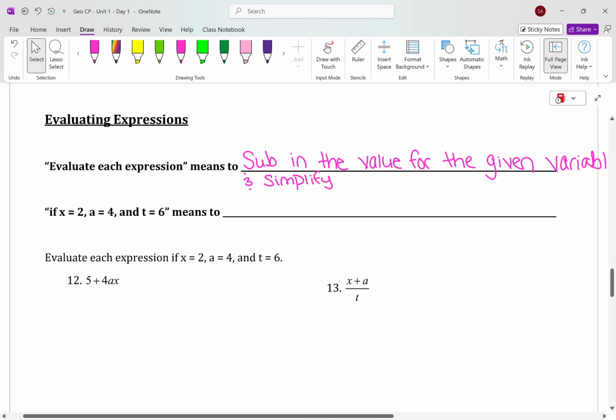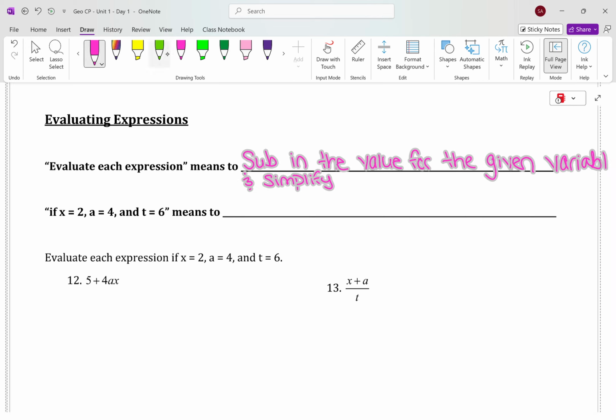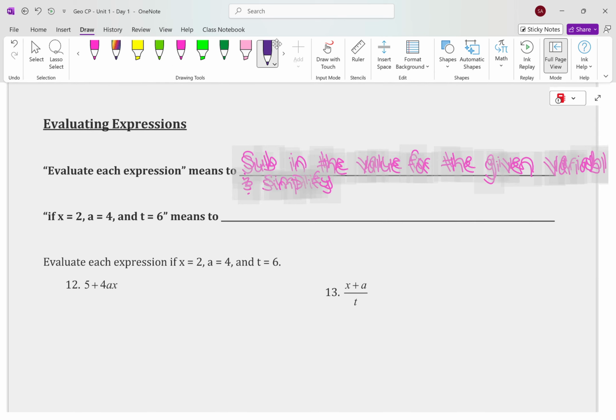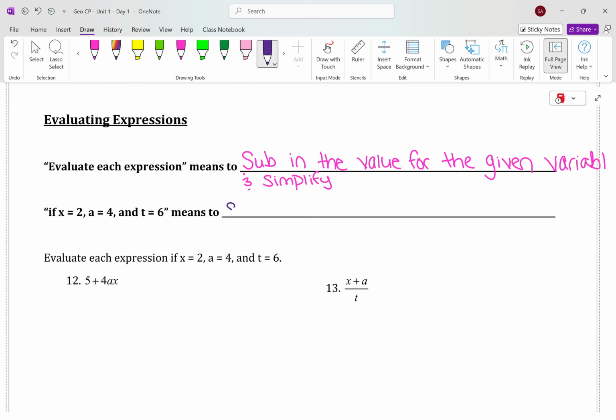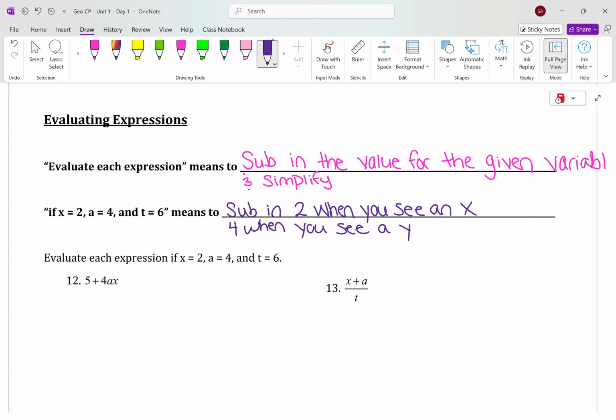Okay, so when it says if x equals 2 and a equals 4 and t equals 6, this means to sub in 2 when you see an x, 4 when you see an a, and 6 when you see a t.